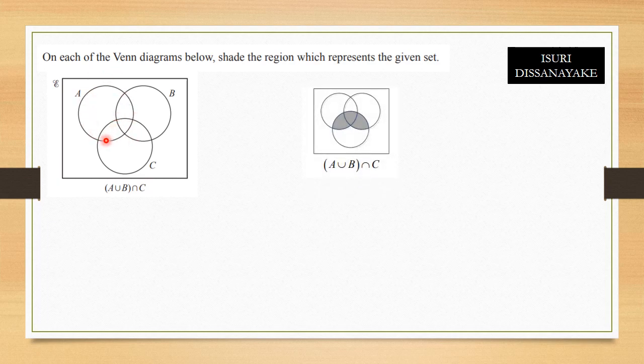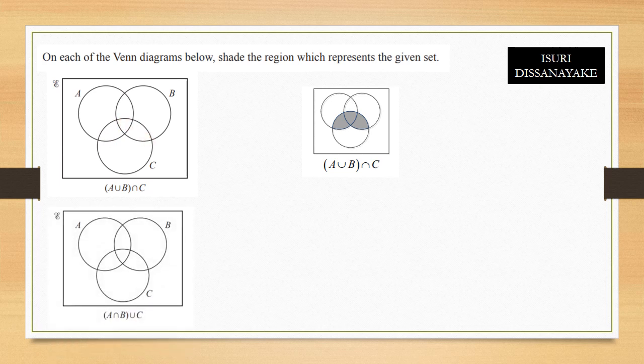all in A and all in B, but you can't shade everything over here because you have to shade only the part which is also common with C. So you have to shade these two parts only. So you can see the answer that I have done. All in A, all in B, that means the union of A and B. So A union B need to be common with C. So that is intersection of C. So that's only these two parts.